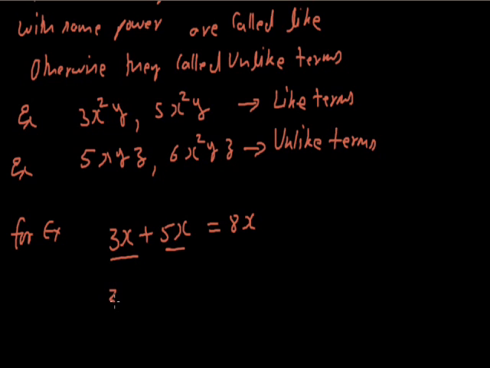For example, if someone asks you to add 3x square plus 5x, we cannot add. Why? Because here the variables are the same, that is x, but the powers are different. Here the power of x is 2, here the power of x is 1. So these are the unlike terms, and we cannot add the unlike terms. So it stays as it is, that is 3x square plus 5x. We cannot do anything in this. So we can add and subtract only the like terms.